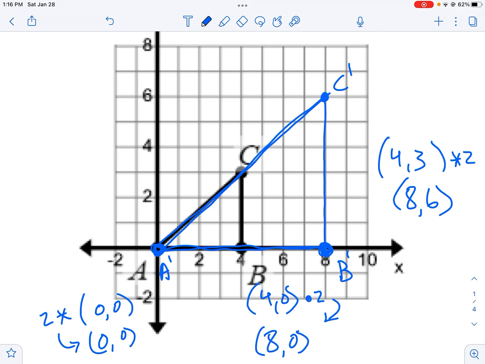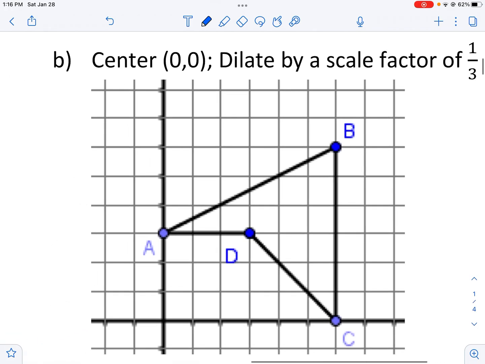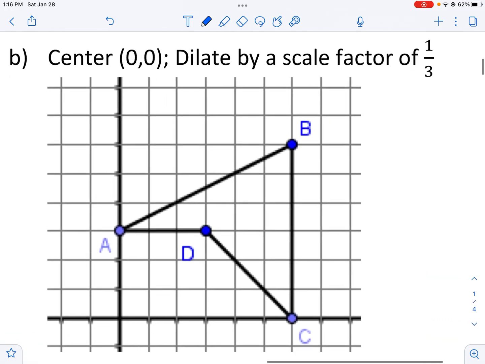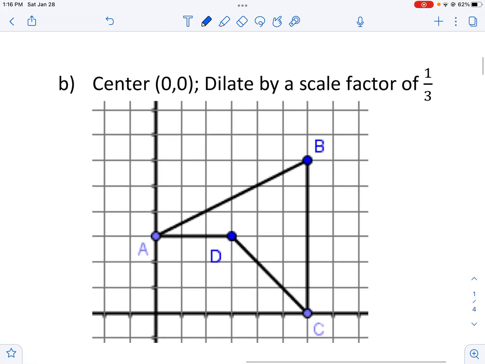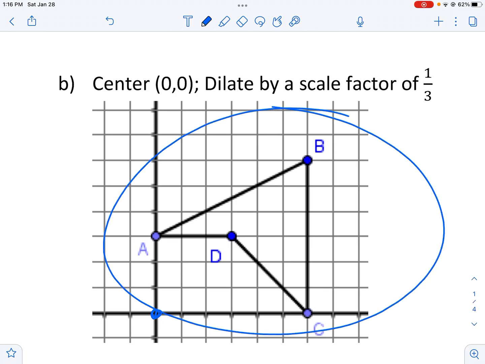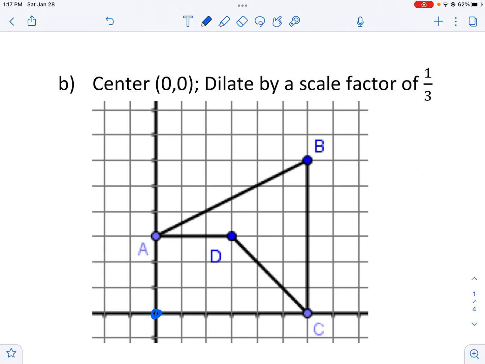That's pretty much it. You make your shape bigger, you make it smaller, you just times by whatever your scale factor is. So take a moment, come over here to example B, and see if you can dilate this by a scale factor of 1/3. Again, our center is going to be down here. And so you can just take all the coordinates here, times it by 1/3, and draw what you get. So take a moment to do that.